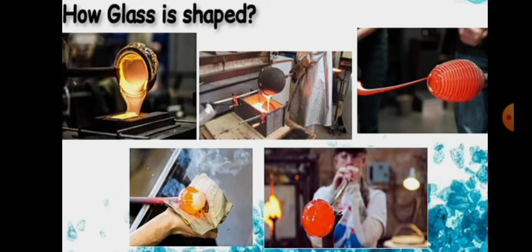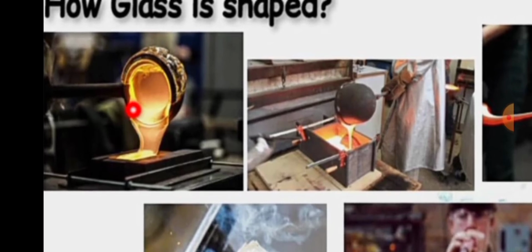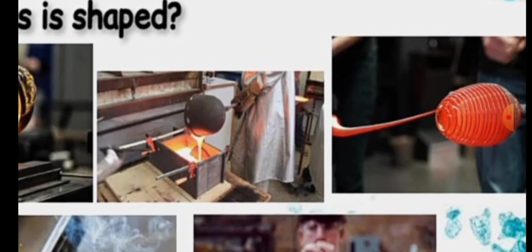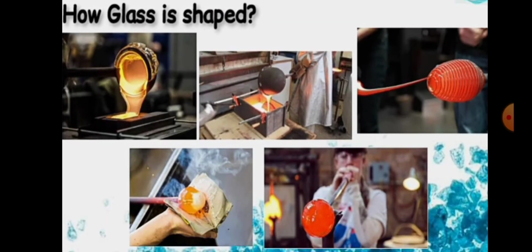It looks like this when it is hot. Okay? It looks like liquid gold. See how shiny it is? Like a yellow and orange color. It has to be shaped into different articles when it is still hot and soft. Very hot glass is more like a liquid.